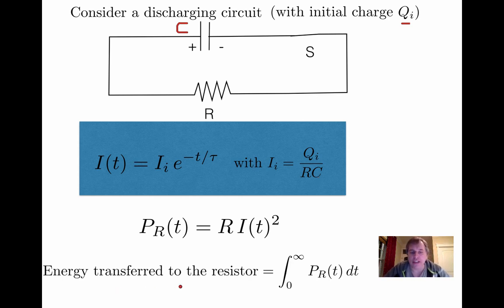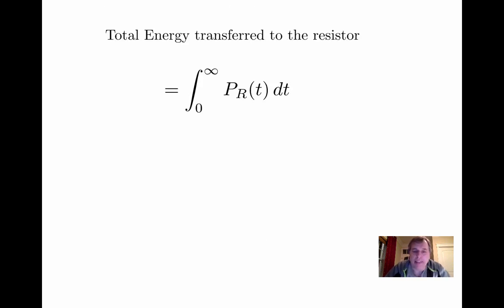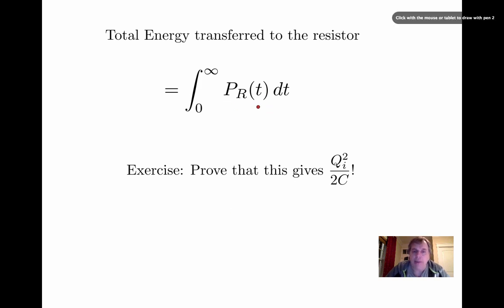Now, what's the energy transferred? The total energy transferred to the resistor as you let the capacitor discharge completely should be the integral from t equals 0 to t equals infinity of the power in the resistor. So it should be equal to this. Okay. Now we can calculate that. So it's given by this, but you know that this is given by R I squared. So plug R I squared here, plug the I of t that we just gave before, do the integral, and you should get this, which is exactly what we expected.